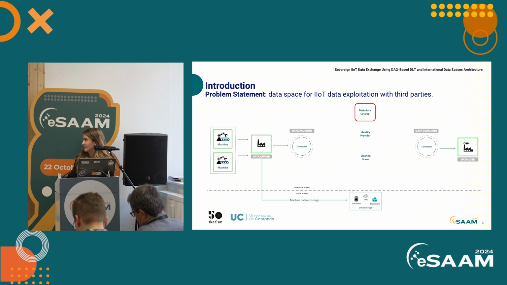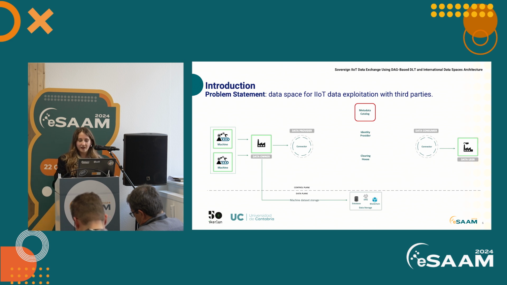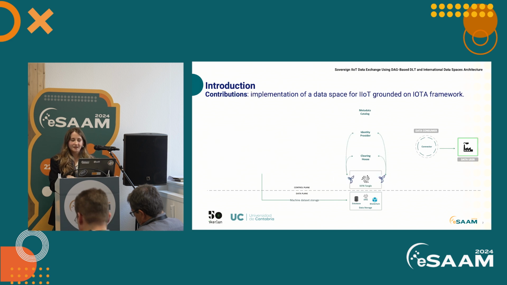Then we have the metadata catalog, where the descriptive features, usage terms, and other terms such as the pricing we are willing to be paid for our data assets, all of that is going to be kept in the metadata catalog service. And finally, we can have a clearinghouse, which will be in charge of recording all of the operations happening in the ecosystem.